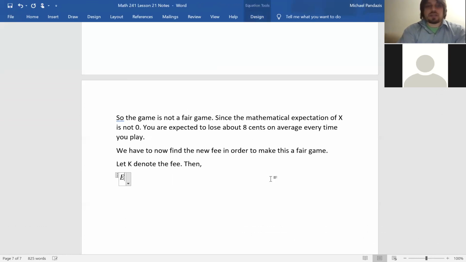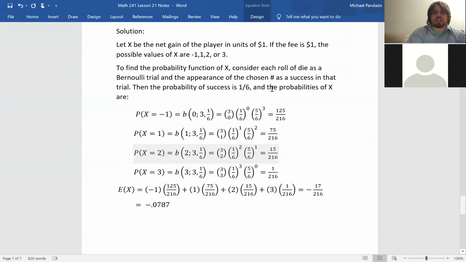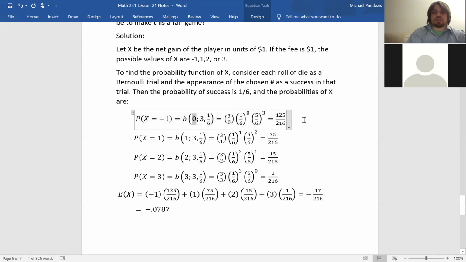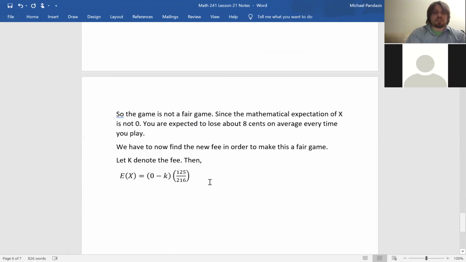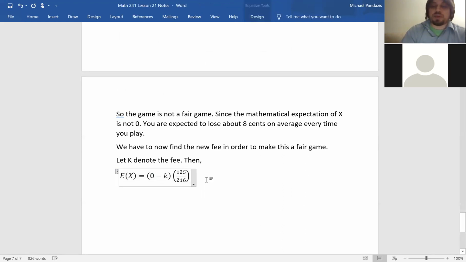Then the expected value of X is equal to, well, if your number appears zero times and you pay a fee of K dollars, then you make $0 and you paid a fee of K dollars. The probability of your number never appearing is 125 over 216, right? This was the probability that none of your numbers were chosen. So if none of your numbers were chosen, that means you made $0 and you paid a fee of K. And so that's part of your expected value.